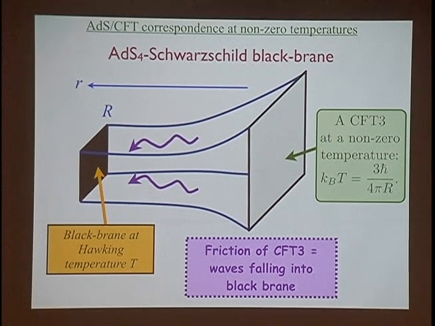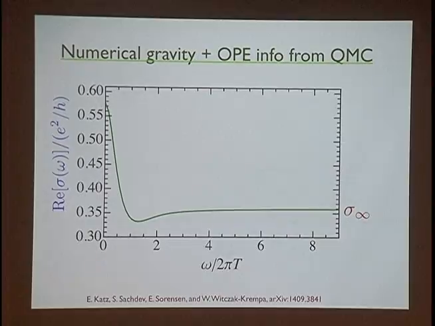You now have a theory of gravity. You take it to finite temperature. You fix all the numbers by the OPE in principle, and you compute the conductivity. So after many years of work, that's our result. There's a combination of numerical gravity in the presence of a black brane and OPE info from the quantum Monte Carlo. And then we have the full frequency dependence of the conductivity. This part is fit to the OPE, and then everything else comes from the gravitational theory.